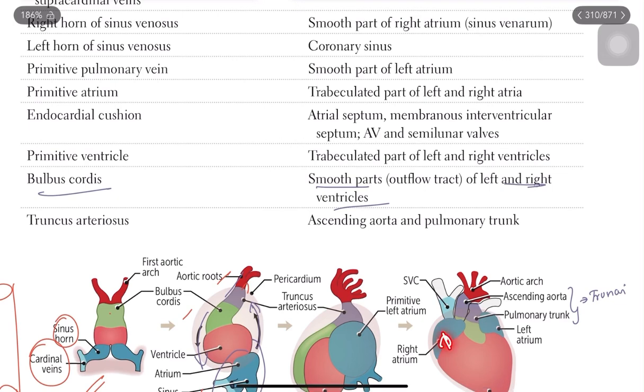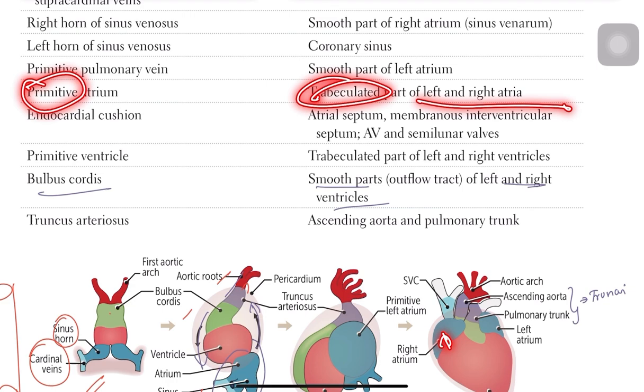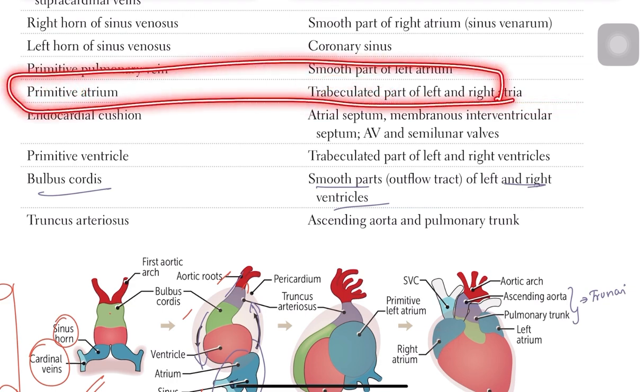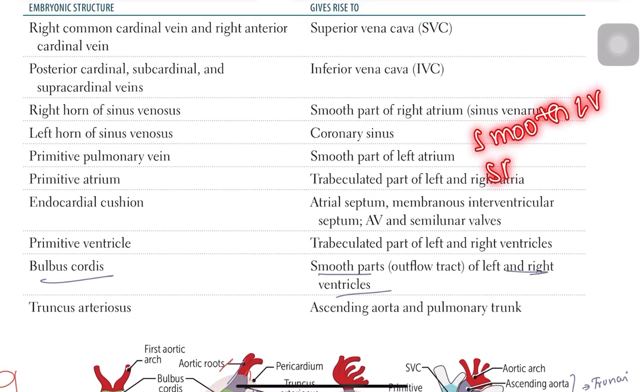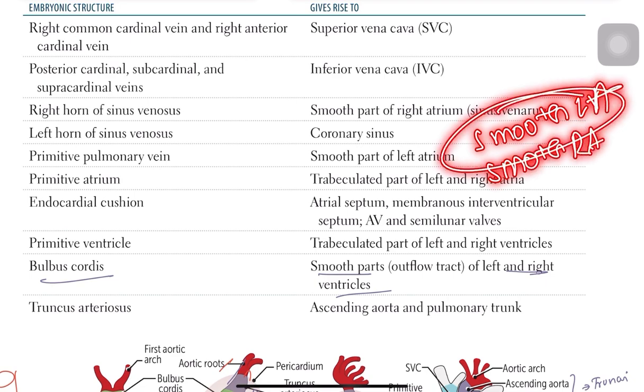Now we will go through the atrium. What I said, anything primitive will give us a trabeculated part of the right atria and left atria. So here we have done with primitive atrium. Now we will go through the smooth parts. So here the smooth parts of left ventricle, smooth parts of left atria, smooth parts of right atria.